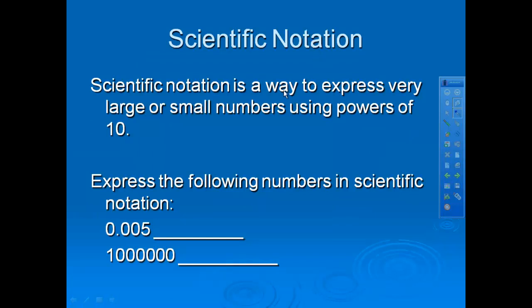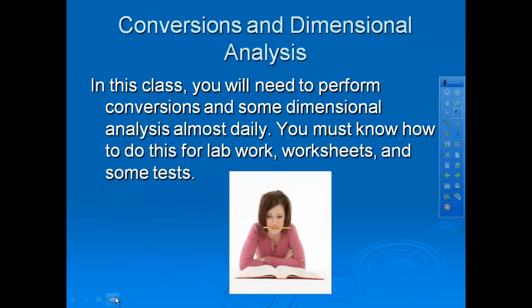Alright, scientific notation, of course, powers of 10. Here's a couple quick examples for you to just review scientific notation. If it's still really confusing to you, please come and see me in tutorials. This is going to come up a lot. So this first one would be 5 times 10 to the negative 3. And this other one would be 1 times 10 to the 6th for your answers for these two.